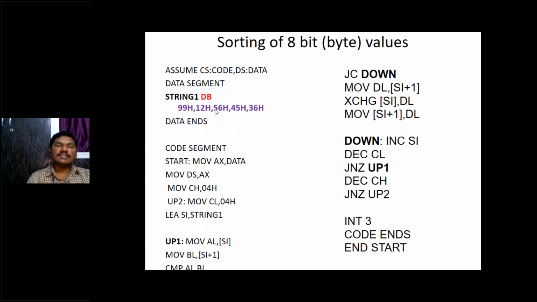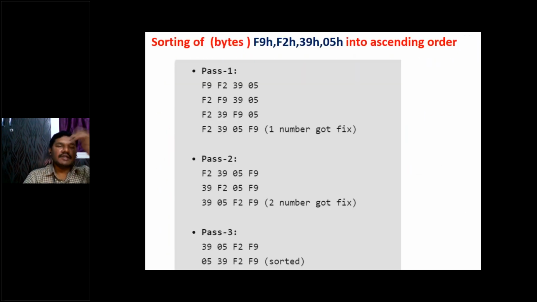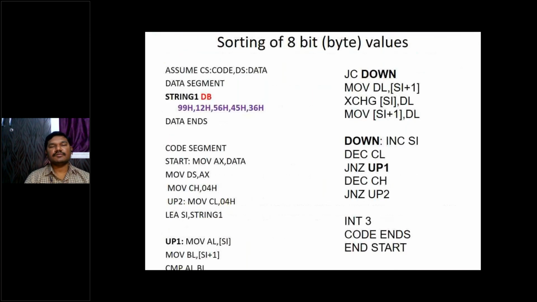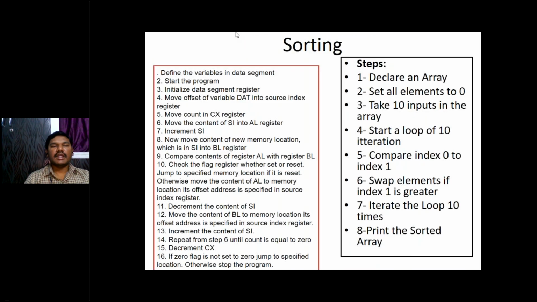Now again 99 and 56 are compared, and if there is a carry, these instructions directly. If no carry, these instructions. Now again what happens? 56 goes to here and 99 goes to here. Now what happens? 12, 56, 99, 45. Like this, all the statements will be executed and the program will sort the values in the ascending order, same as this statement. So here I have given how this takes place. This is sorting.